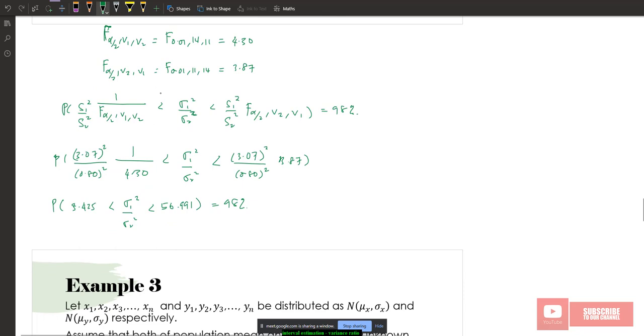So the population variances for both groups, station 1 and station 2, are not equal because the confidence interval does not include 1, right? Since this does not include 1, the population variances are not equal, right?